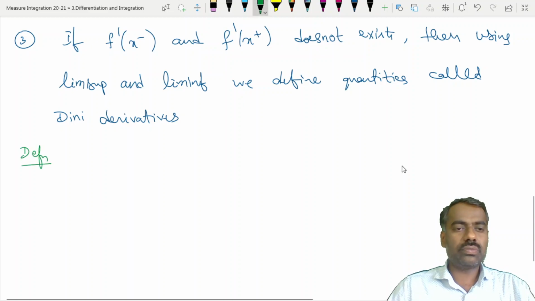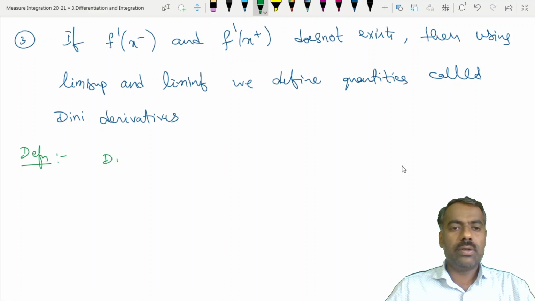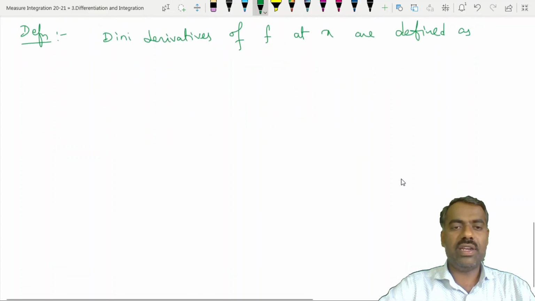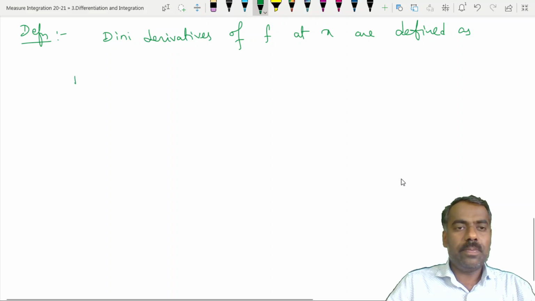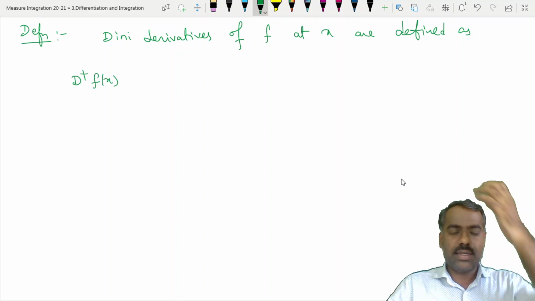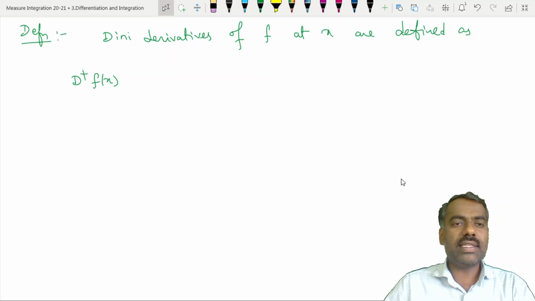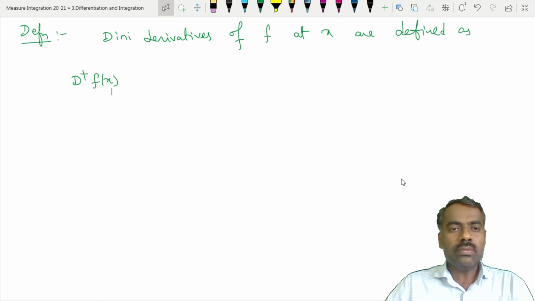So definition: Dini derivatives of f at x are defined as follows. There are four different types. One is D plus of f of x. This we will call the upper right derivative. Okay, upper and then right derivative. D plus of f of x.